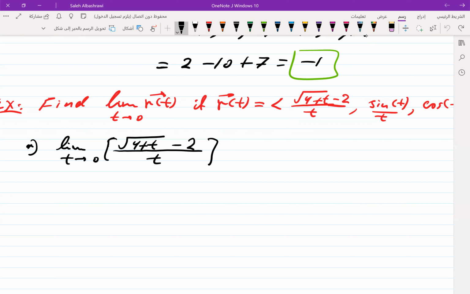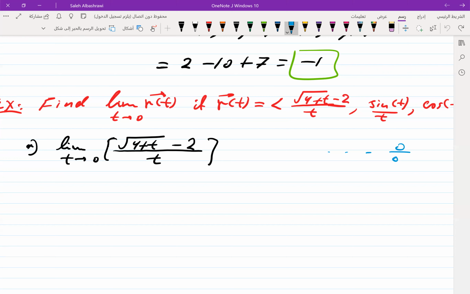So 4 plus t minus 2. If we replace t by 0, I will have 0 over 0. Then to find the limit in this case, either I will simplify it by multiplying by the conjugate, or I can use the L'Hopital rule. So either simplify it using the conjugate, multiplying by the conjugate up and down to remove the square root from the numerator, or we can apply the L'Hopital rule.